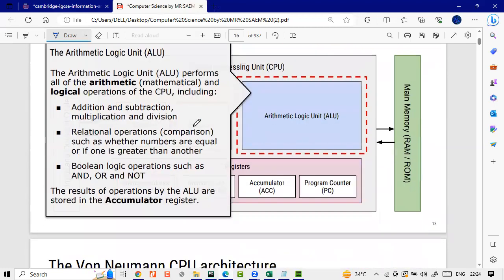Okay, then you have the arithmetic logic unit, the second part. I told you about these two before. I just told you that, okay?